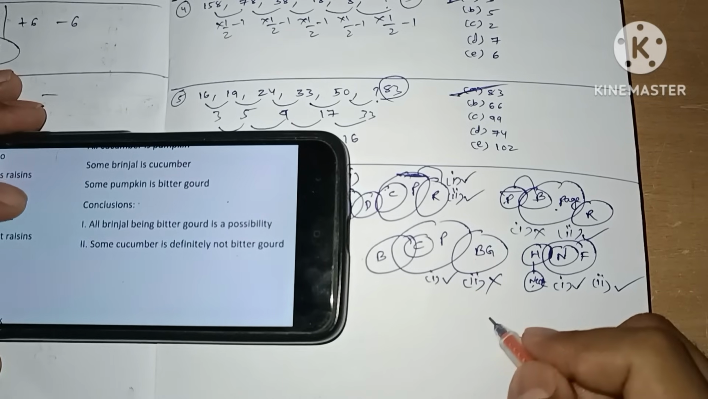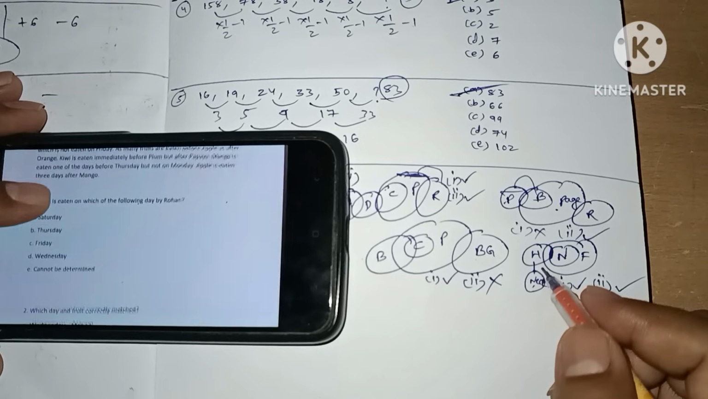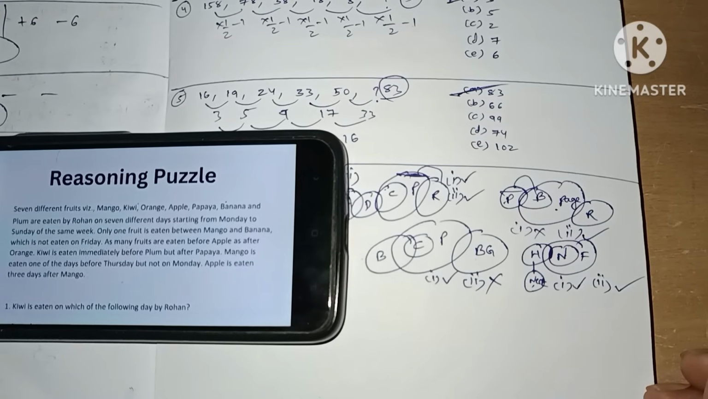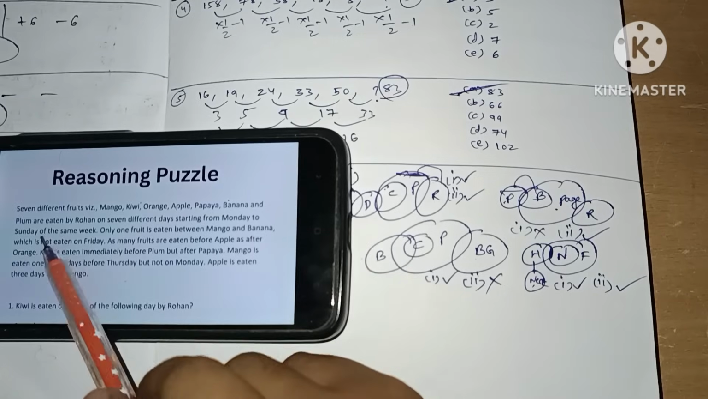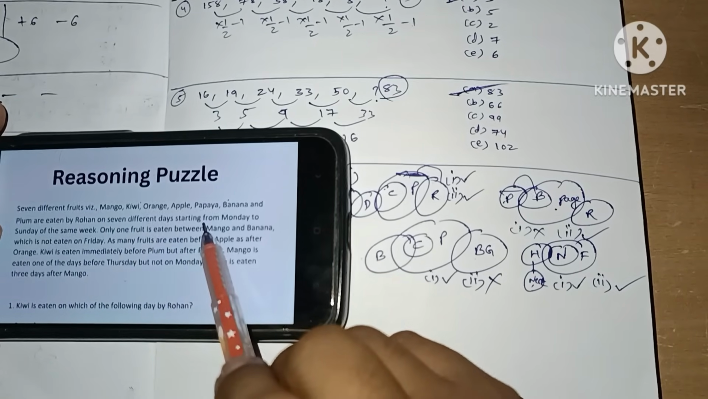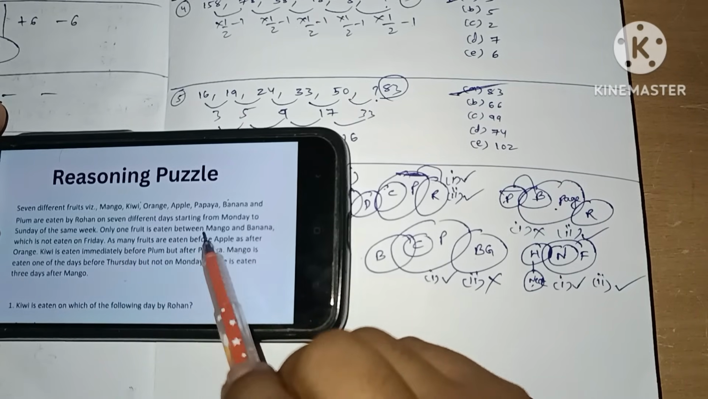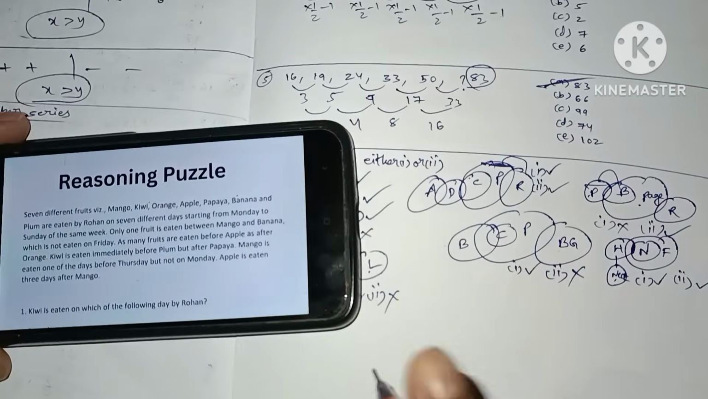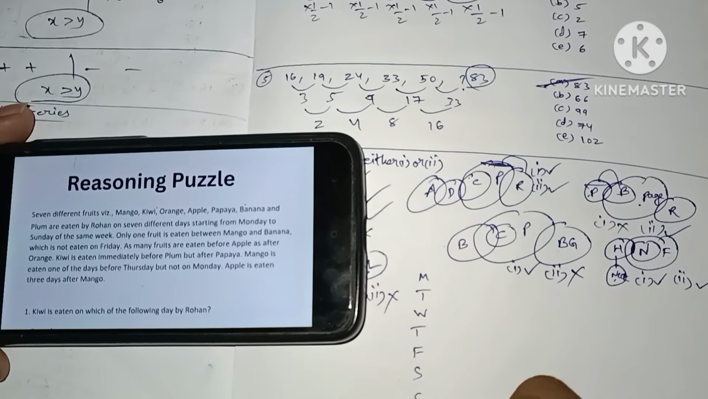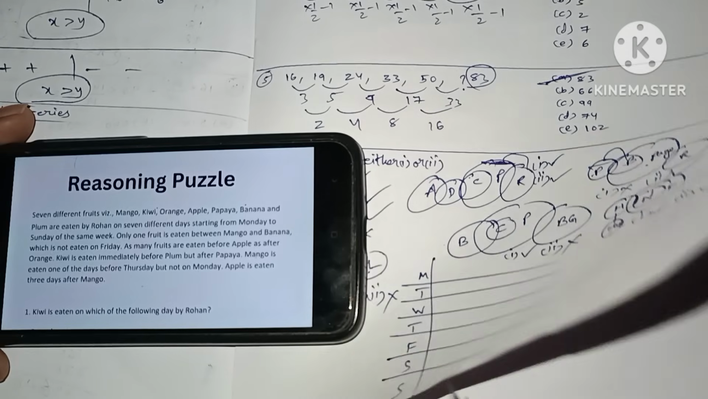Okay. Now we have completed all the syllogisms. Now we are going to see a reasoning puzzle. The question says that 7 different fruits are eaten by Rohan on 7 different days starting from Monday to Sunday of the same week. Only one fruit is eaten between mango and banana. The days are Monday, Tuesday, Wednesday, Thursday, Friday, Saturday and Sunday. Rohan eats different fruits on each day.